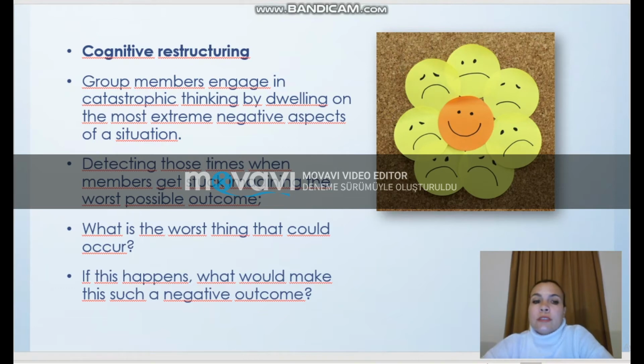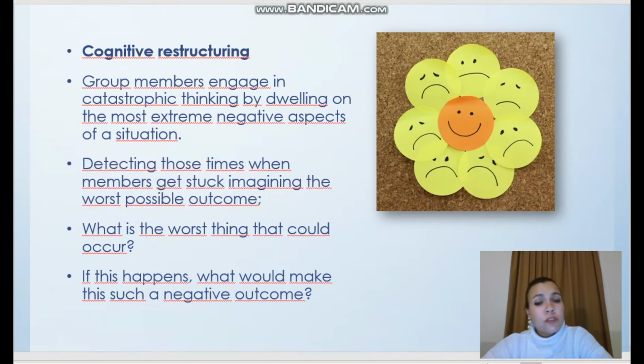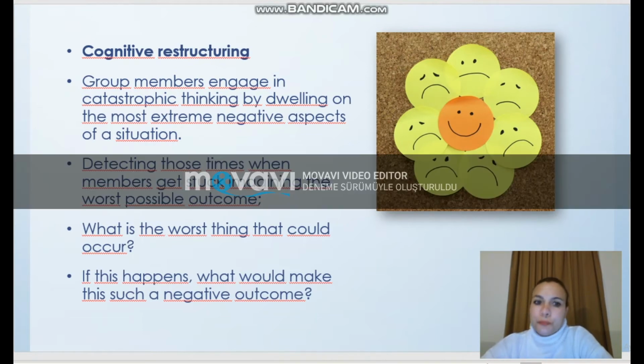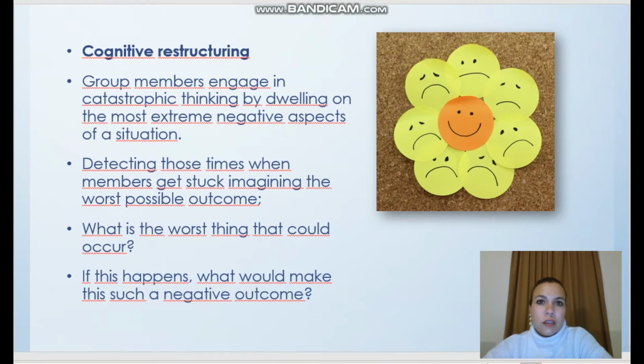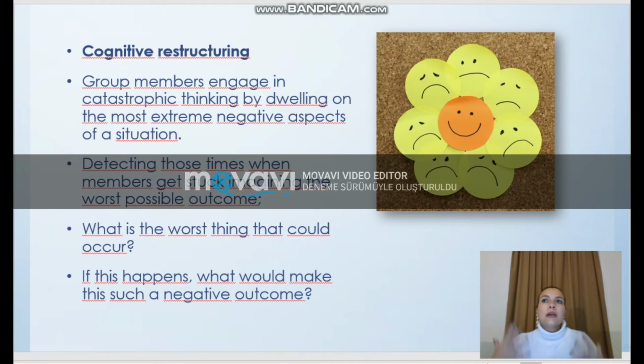These are the questions that we would ask. First one is, what is the worst thing that could occur? And if this happens, what would make this such a negative outcome? These are important in order to distance the group member from his or her faulty thinking. Okay, you ask these questions and he gets distance and tries to analyze that thought. So these are good intervention questions.